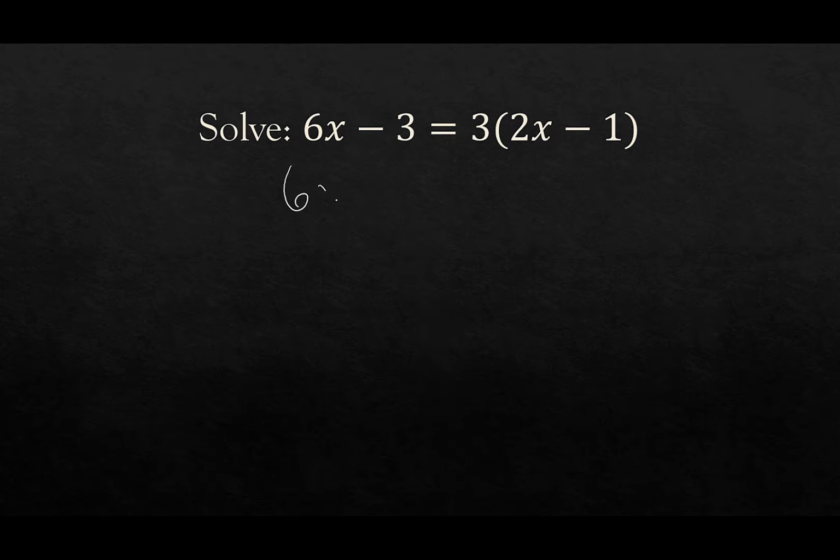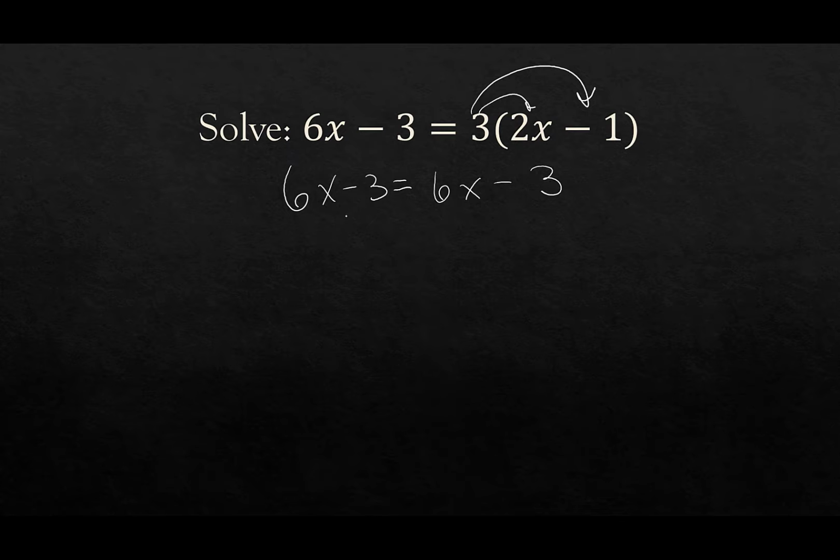So the left side looks good, 6x minus 3. The right side, again, I'm distributing. 3 times 2x is 6x. 3 times negative 1 is negative 3. Now, hopefully, right now, you can see that I have the same thing on the left and the right. I have 6x minus 3 is equal to 6x minus 3, which makes perfect sense, right? Something should always be equal to itself.